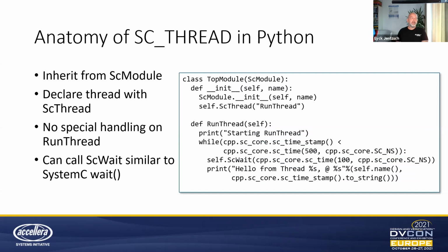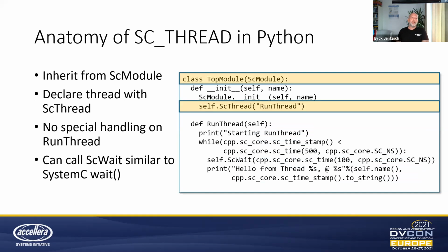Now, how does it look if you use an SC thread in Python? We inherit from SC module. I'll just go briefly here because I have another live example in a minute. So we inherit from SC module, not from the CPP PySC module. Then we declare the method, or we tell the Pythonization layer what is the SC thread to be called.